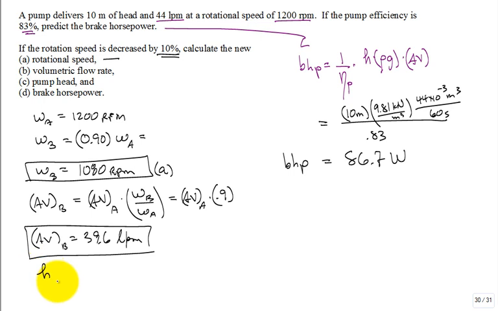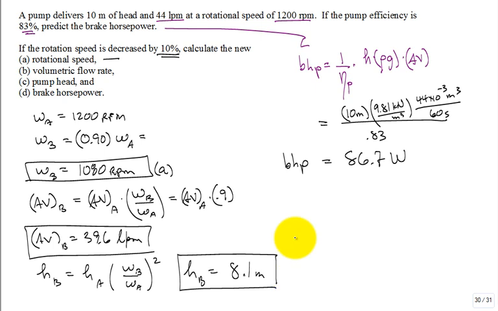What about the pump head? So the head of the new case is equal to the head of the original, and then it's the rotational speed squared. I'm using the pump affinity laws or equations or relationships. And so it's 0.9 quantity squared. It's 81% of the head. So the head is 8.1 meters.